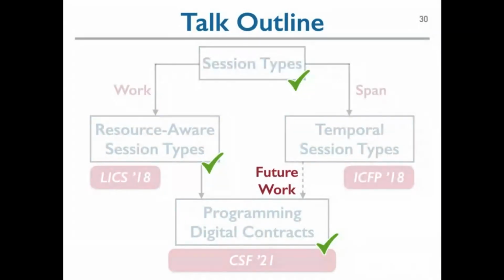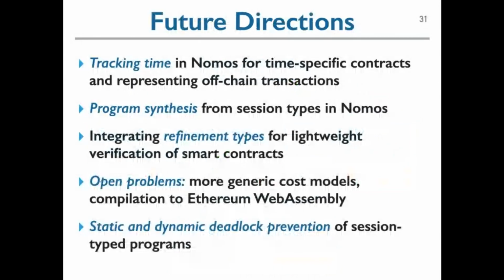Let me just conclude with some future directions. So one thing that I wanted to try is how can we actually track time as well in Nomos, because there are some contracts, for instance, the auction, that are time specific, where we say that the auction will stay open for 5 days or something like that, and then it will close. Can I somehow represent that information statically and enforce that through type checking? I've already worked out how to express time with session types. And I want to see how much of that I can incorporate in the Nomos language.